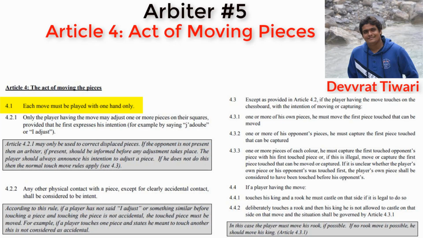Okay, we have a case where a player plays one move with his right hand and then plays another move with his left hand. Would that be a violation of Article 4? So as an arbiter, what should be your call on this? This is a completely okay thing on the player's part because he has not used two hands on one particular move. So if two hands are being used for a particular move, then only it is a violation of Article 4, else it is okay.